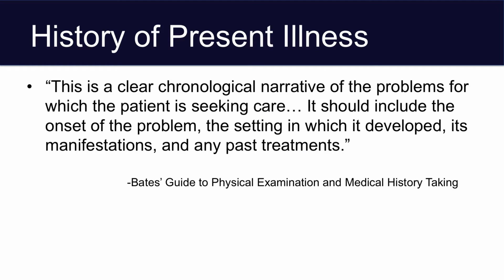The history of present illness, this is probably the most important part of the medical history. It's a clear chronological narrative of the problems for which a patient is seeking care. It should include onset, the setting in which it developed, any manifestations, and any past treatments. When you're doing a history of present illness, you really need to find out the 7 parameters of a symptom.